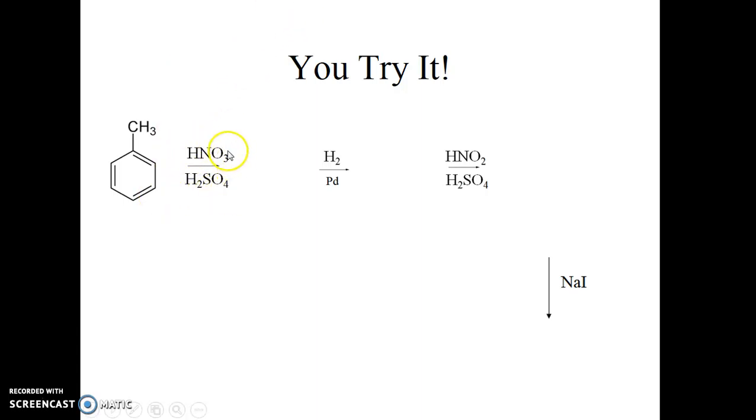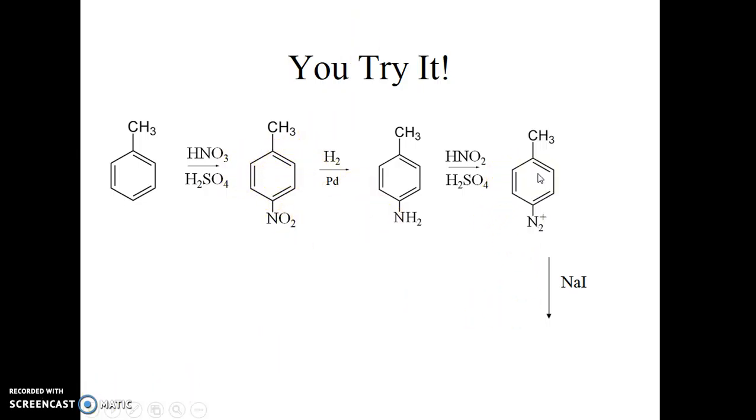Treating with nitric acid and sulfuric acid gives us nitration, and because this is an ortho-para position, we can get para or ortho substitution. Here I'm showing para substitution. Hydrogenation will reduce that down to the amine. Nitrous acid and sulfuric acid then changes it to the diazonium salt, and the sodium iodide does displacement.